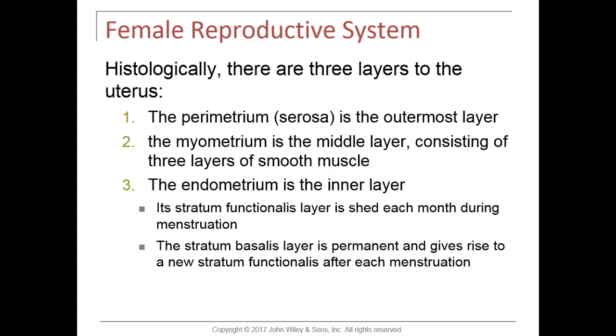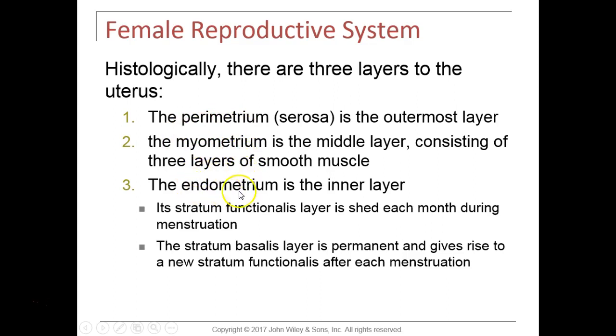Now, histologically, there are three basic layers of the uterus. We're not going to identify the layers, just know a little bit about what I put here. There's something called the perimetrium. That's basically the connective tissue or serosa that surrounds the outer part of the uterus. The thickest part of the uterus is where the smooth muscle layers are located. That's called the myometrium in the middle.